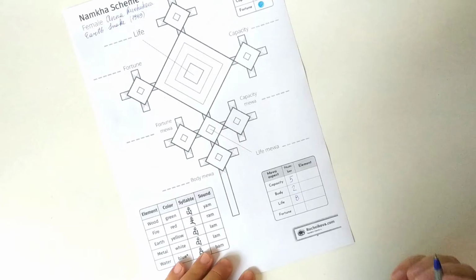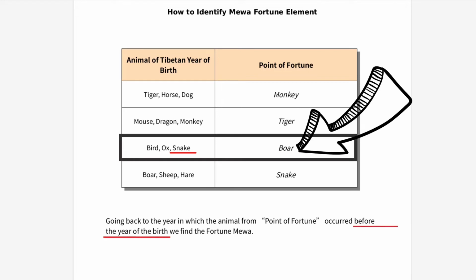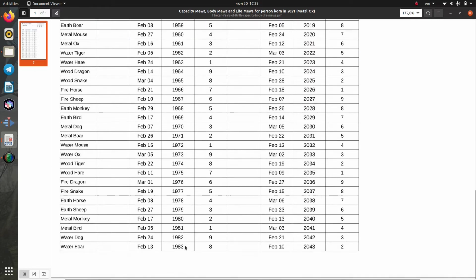At last, we need to identify Fortune Mewa. It is a little bit tricky, but you learn how to do it very quickly. Look at this table. In the left column, we have animals of birth years, and in the right, fortune animals for each of them. To identify Fortune Mewa, we need to find fortune animal right before your birth year. For Snake, fortune animal is boar. So let's find when a boar year occurred before my birth year. Okay, it's the water boar, 1983. My fortune Mewa is 8.